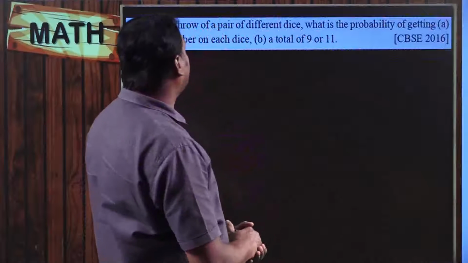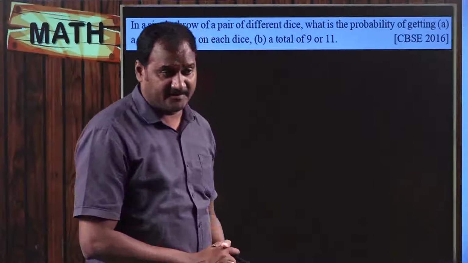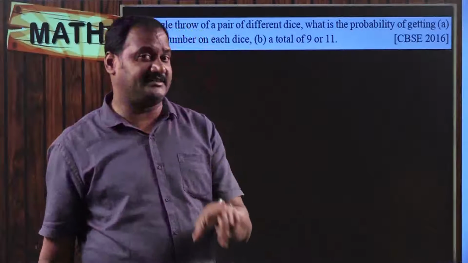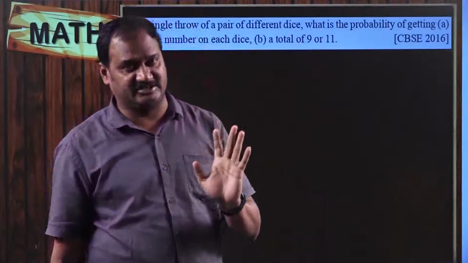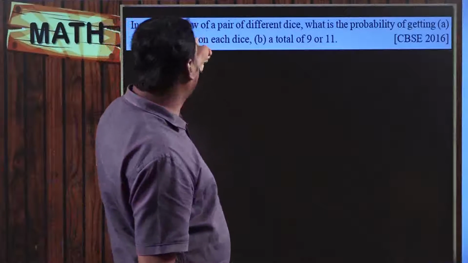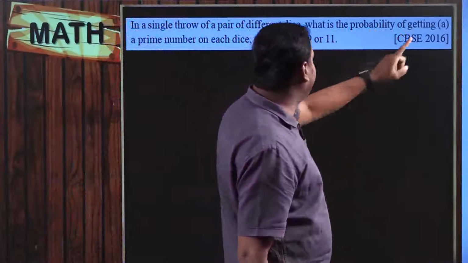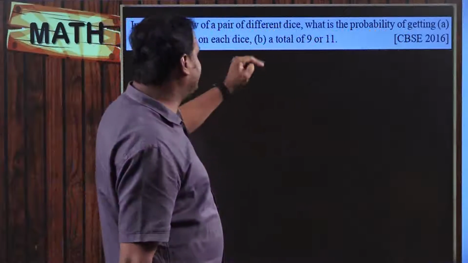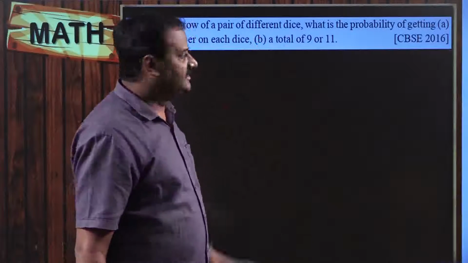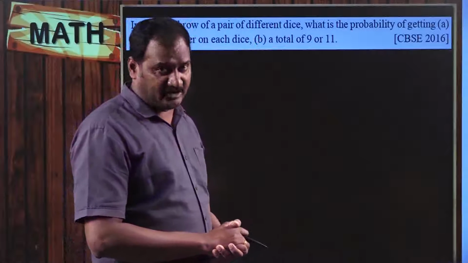In a single throw of a pair of dice, we already discussed that when you are rolling a die 2 times, otherwise rolling 2 dice at a time, the result remains unchanged. Means the resultant outcomes remain unchanged. So what is the probability of getting a prime number on each dice and a total of 9 or 11? Okay. So for this you need to definitely make a table with all the outcomes.